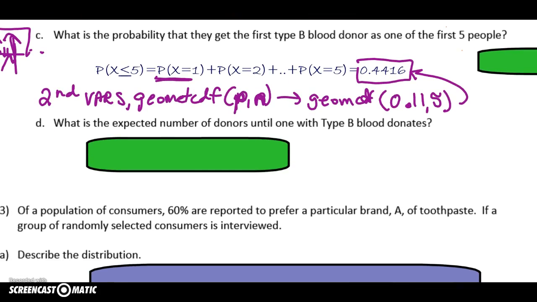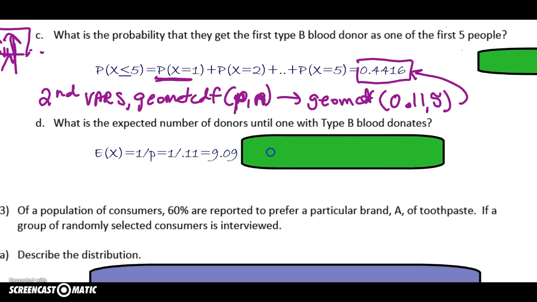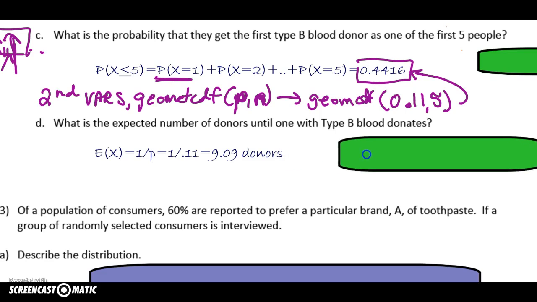Okay, last but not least, what's the expected number of donors until we get someone with type B? So here we're looking for the expected value of X, which we just did is 1 over p, which is going to be 1 over 0.11, which ends up being 9.09. So we would expect to see 9.09 donors before we get that type B blood.